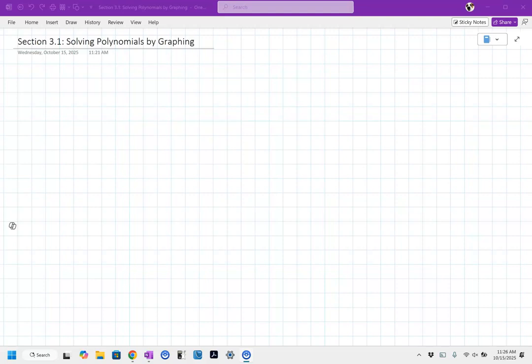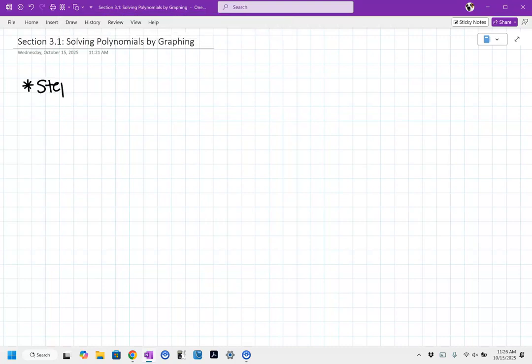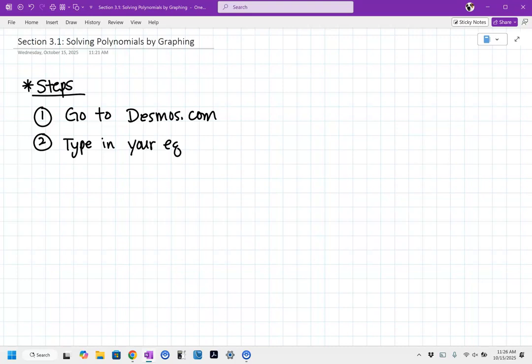So here's what you're going to be doing. Right now, I'll show you two examples on the overhead, but here are the steps. Step number one, if we go very basic, go to desmos.com. Step number two, type in your equation that they give you.